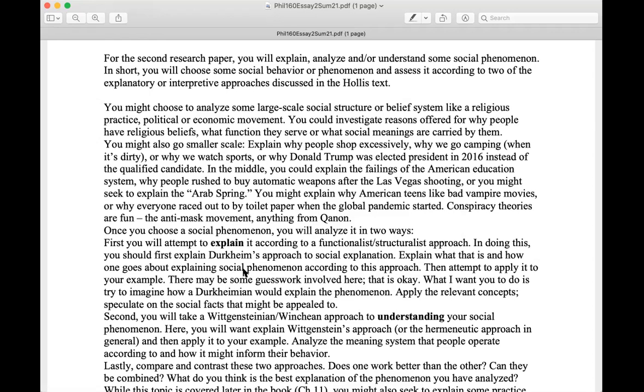Now, here's where, again, I said this with the first paper, I'll say it again with this one. Do not Google Durkheim in an effort to find out what his approach is. Not because I want you to do things the hard way. It will not help you. It will not help you to Google Durkheim. You will find all kinds of information that has nothing to do with the approach in our social science book.